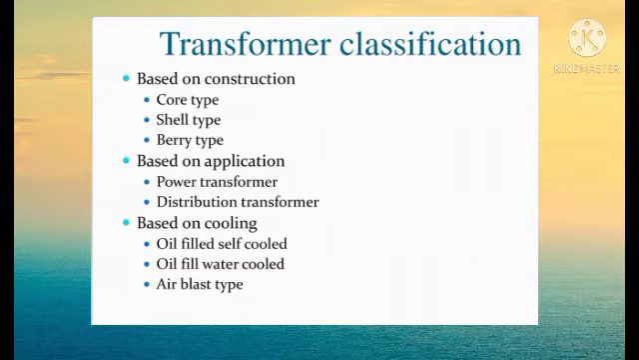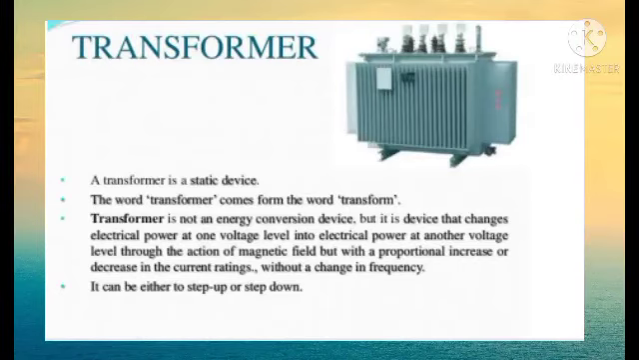Transformer classification. Transformers are classified according to construction, application and cooling. A transformer is a static device. The word transformer comes from the word transform. A transformer is not an energy conversion device, but it is a device that changes electrical power at one voltage level into electrical power at another voltage level through the action of a magnetic field, but with a proportional increase or decrease in the current rating without a change in frequency. It can be either to step up or step down.